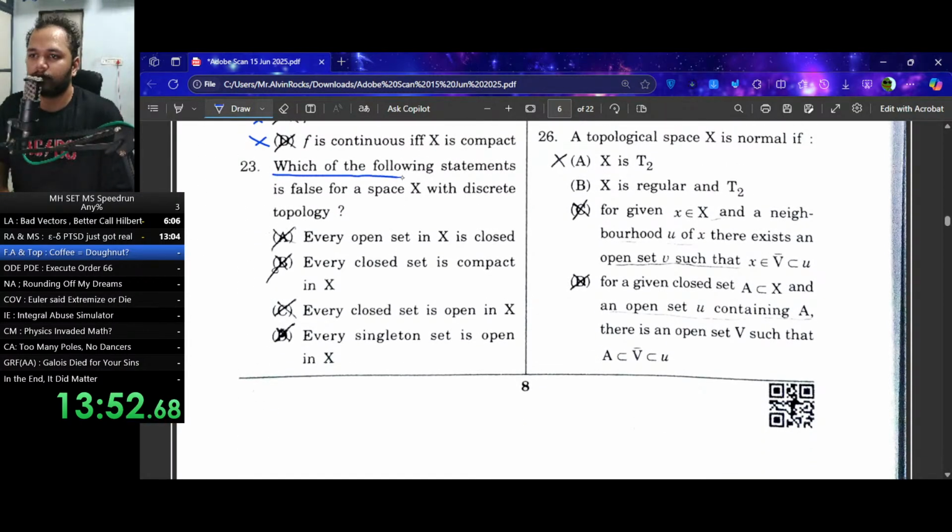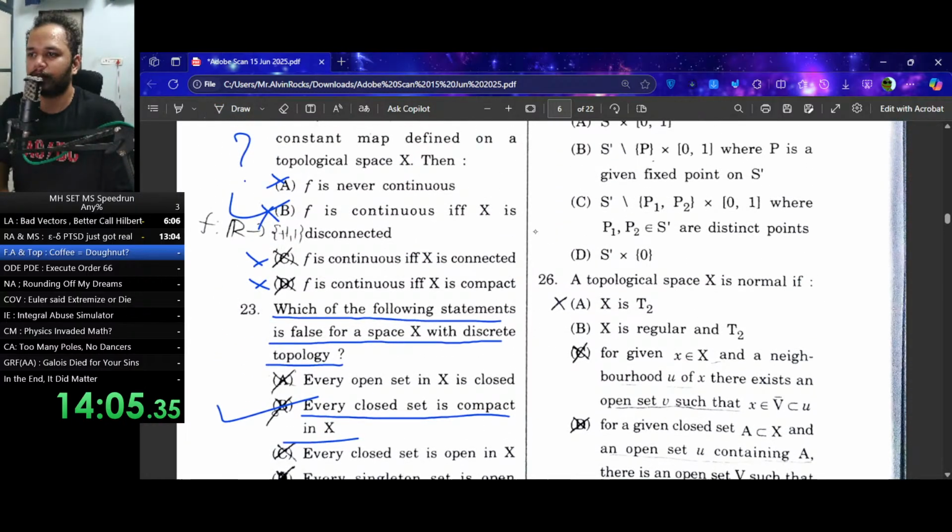Check the following statement is false with respect to discrete topology. I think B. I selected this, not much intuition over topology.